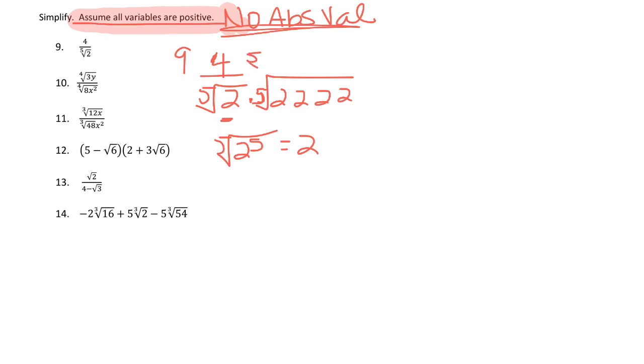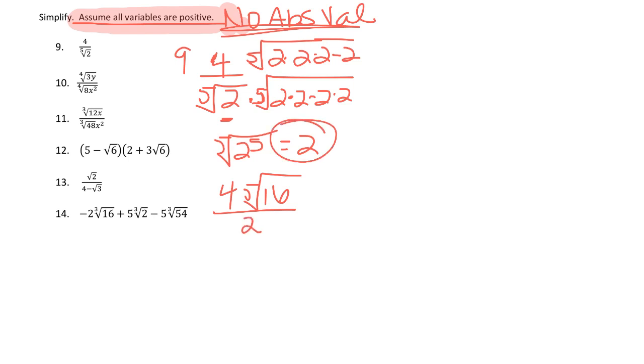Whatever I do to the bottom, I also have to do to the top. And so I have 4 times the 5th root of 16. This is our denominator, 2 over 2. 2 goes into 4 twice, so we get 2 times the 5th root of 16. And that 5 should be under that little radical. So 2 times the 5th root of 16 is our answer.